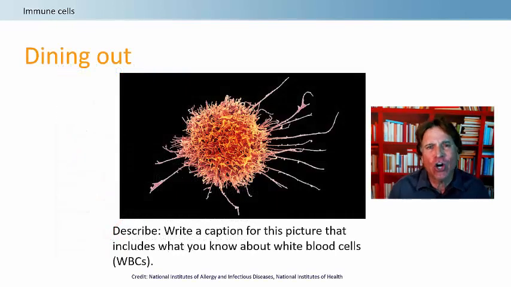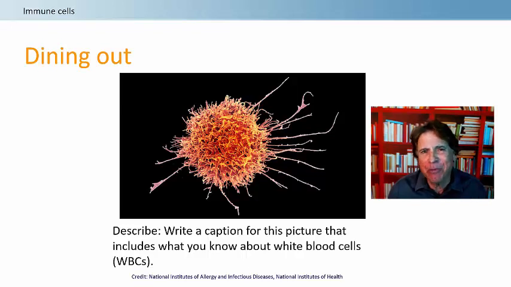Now I need you to take a look at this image here, and either think of or write down a caption for this picture that includes what you already know about white blood cells. What a great image that is. It is a colored SEM, scanning electron micrograph. And that is an image captured with a scanning electron microscope, and it's falsely colored.